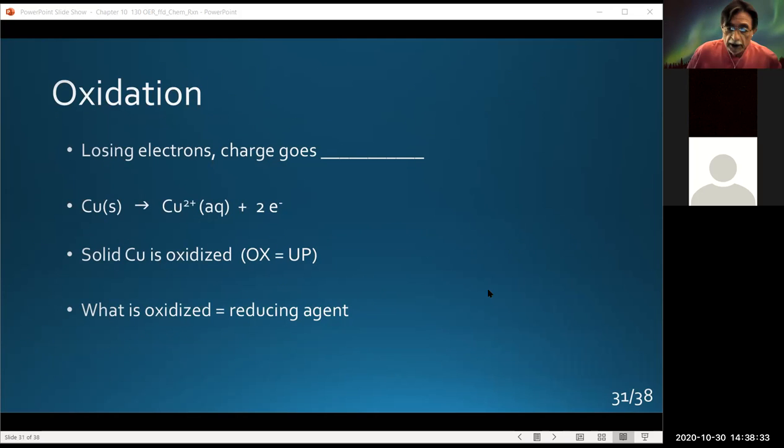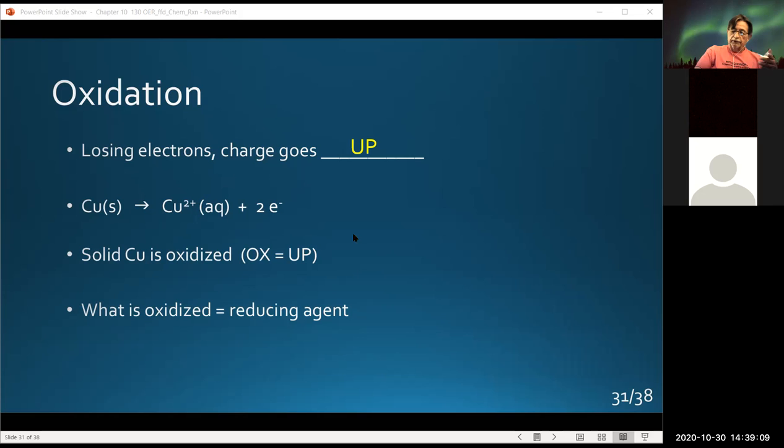Okay, so as I spoke about losing electrons, that's when the charge goes up. So if we look at this example where you have copper and it reacts, and guess what? It went from a 0 charge to a +2 charge. All right, and so it gave up 2 electrons. That is called oxidation. So its charge went from 0 to a +2. Okay, so solid copper is what is being oxidized here.